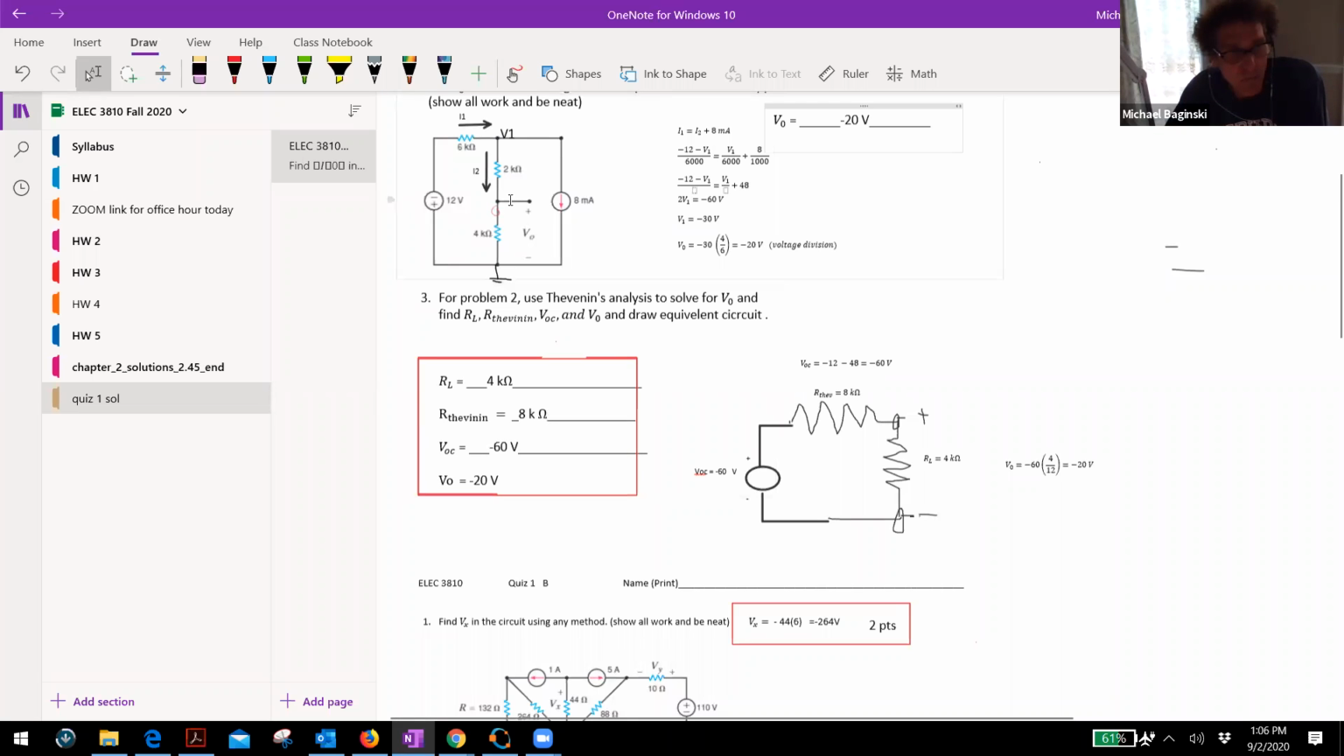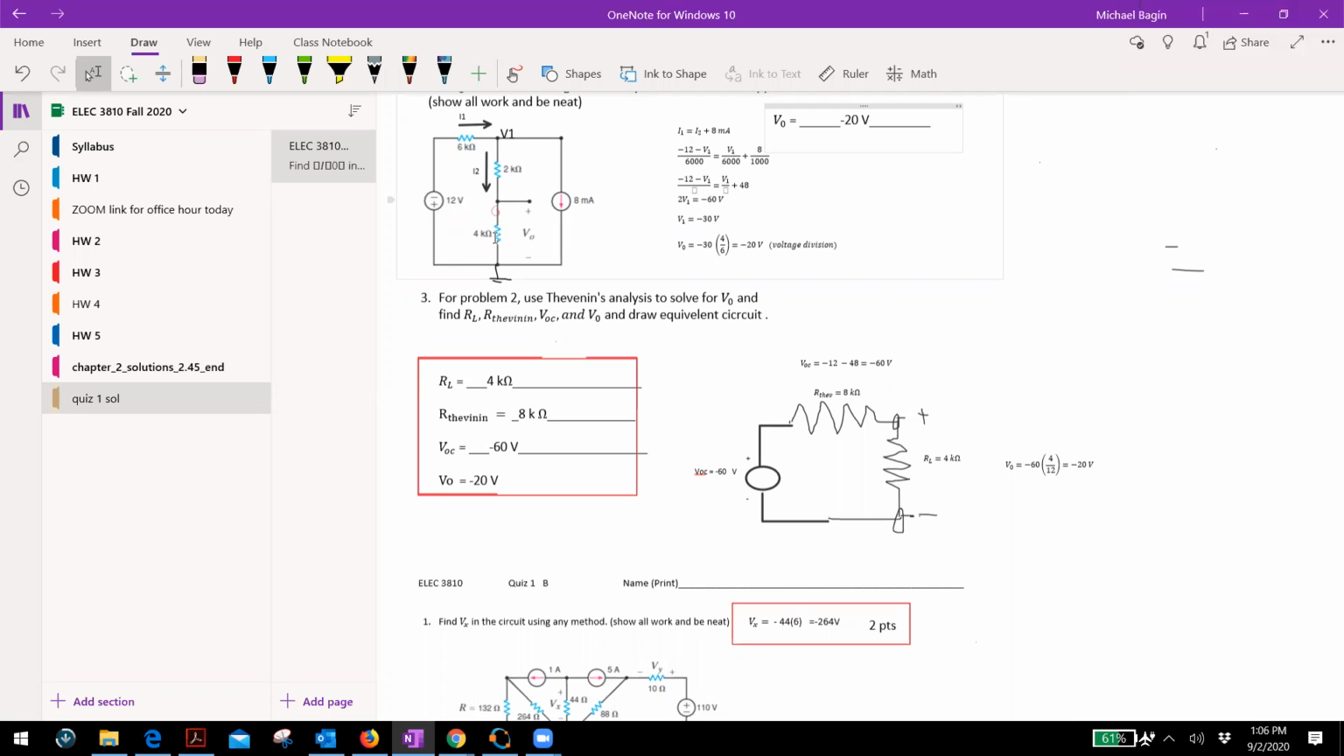Next, you have to find the open circuit voltage. That's the voltage across where that 4K was taken out. You all agree with that? Yes. Here, I want to make sure everybody is clear.